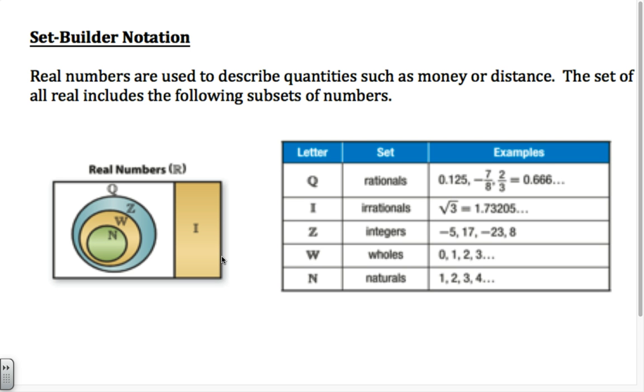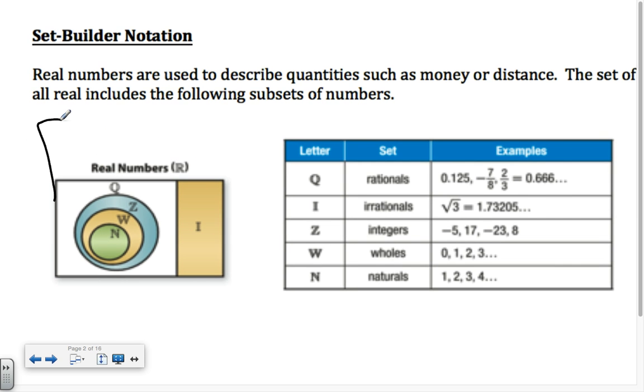So the first topic we're going to talk about is the set builder notation. The real number system is used to describe quantities such as money or distance, and the set of all real numbers includes the following subset of numbers. So I want you to get this table into your notes. Let me get the pen going. There we go. So this table should go in your notes.